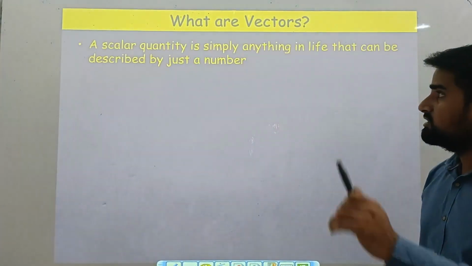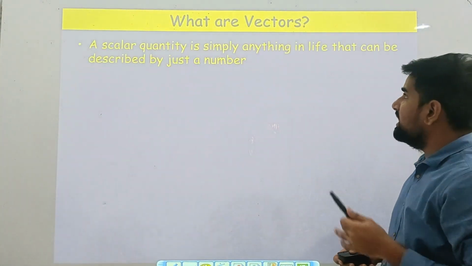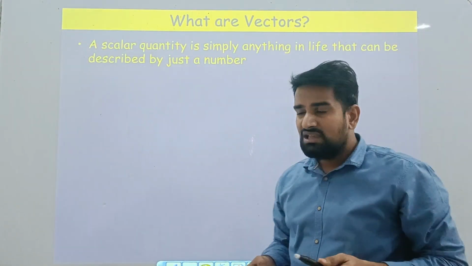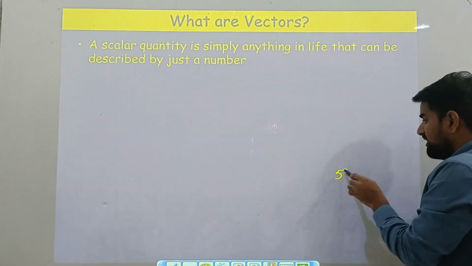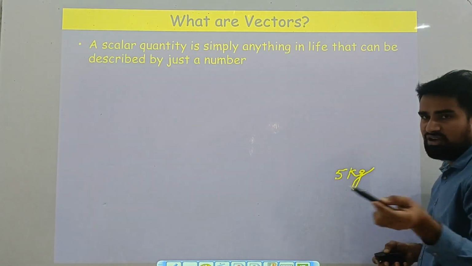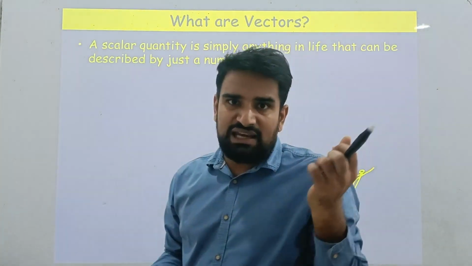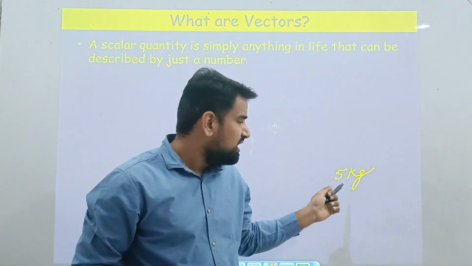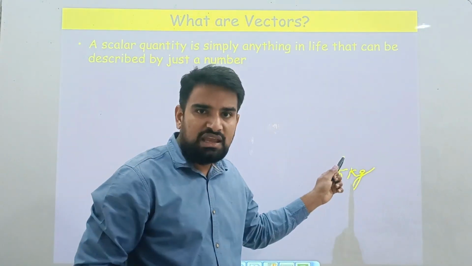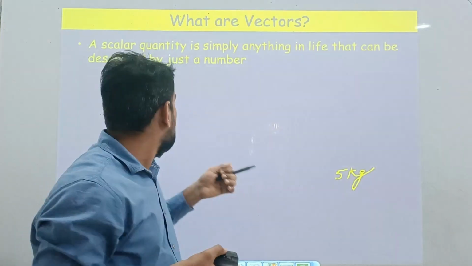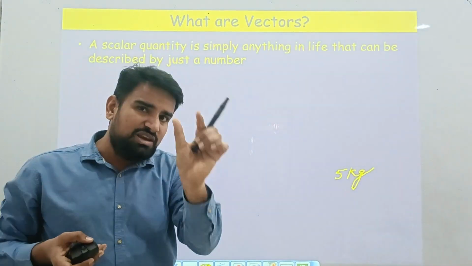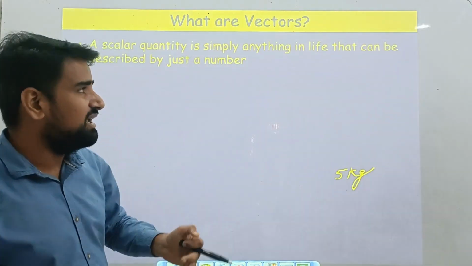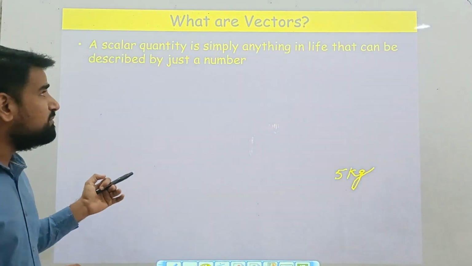So what are vectors? As we discussed, a scalar quantity is anything in life that can be described as just a number. If I say 5 kg, 5 kg is a mass. It does not need any direction to specify itself. So 5 is a number and kg is its unit, so 5 kg becomes a quantity, and this quantity is a scalar quantity. Scalar, as in only scale. So a scalar quantity is anything in life that can be described by just a number.